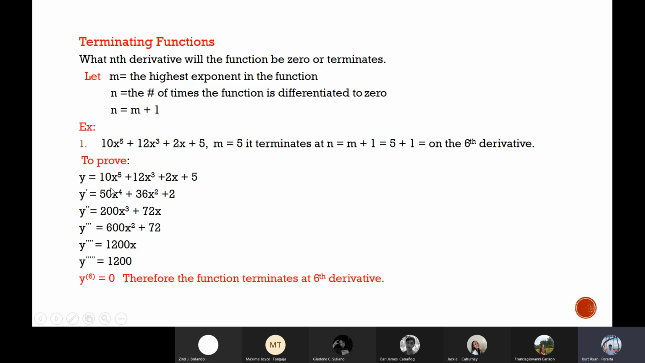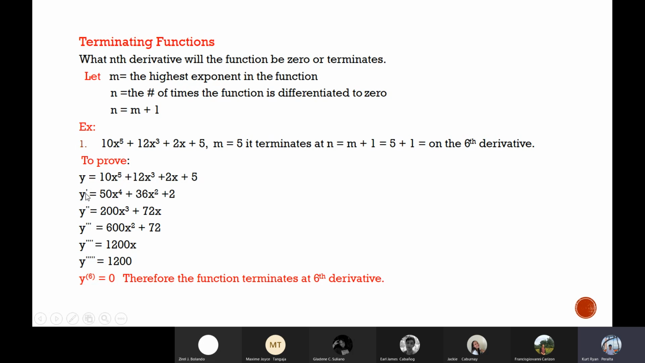So 5 times 10 is equal to 50, then x, then subtract 1 is equal to 4, then same goes here. 3 times 12, 36, then subtract 1, which is x squared, and 2, since 1 na lang siya exponent dire, then the derivative of a constant is 0, so cancel na siya. So we have the first derivative.